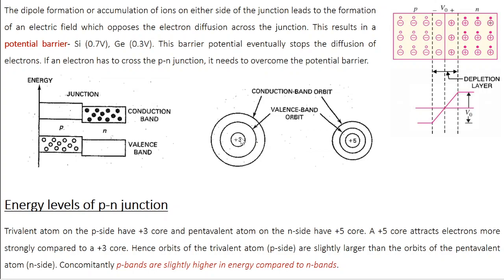Here you have only +3 charges attracting the valence orbit. Here you have a +5 core attracting the valence orbit. So this orbit is smaller compared to this orbit. Hence the orbits of the trivalent atom on the p side are slightly larger than the orbits of the pentavalent atom on the n side. Since you have larger orbits on the p side, the p bands are slightly higher in energy compared to the n bands. So this energy difference is primarily due to the difference in size of the valence and conduction band orbits.